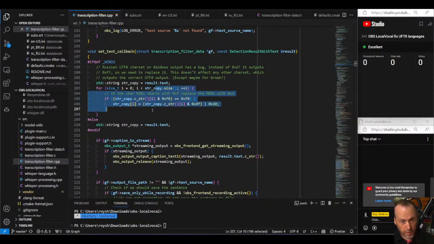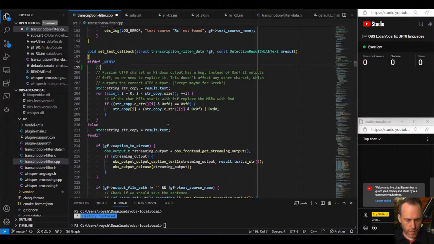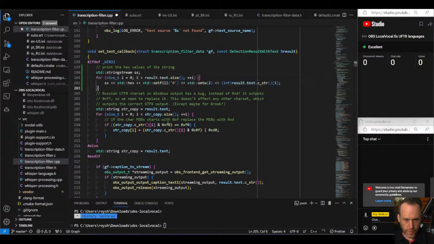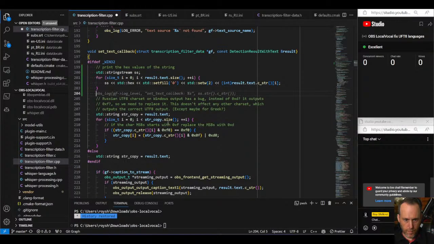Yeah, so I had this problem, and it seems like we have more problems now. So let's see what's going on. Let's try to print out the hex values of the string before this. Thank you, GitHub Copilot, for that.